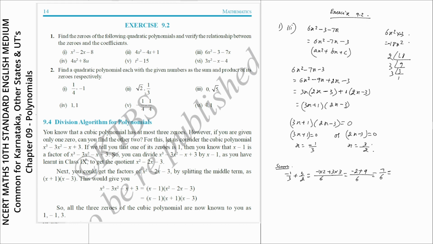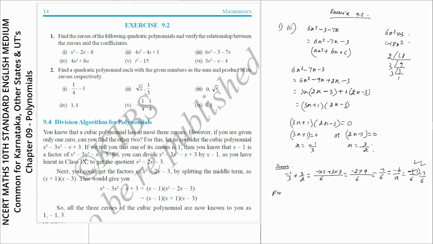So plus 7 by 6, this should be equal to minus b by a. What is minus b? Minus b is minus 7. So minus of minus 7 by a, which is 6, I'll get 7 by 6 only. So the first condition is satisfied.